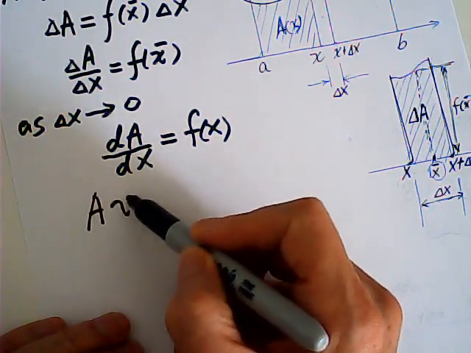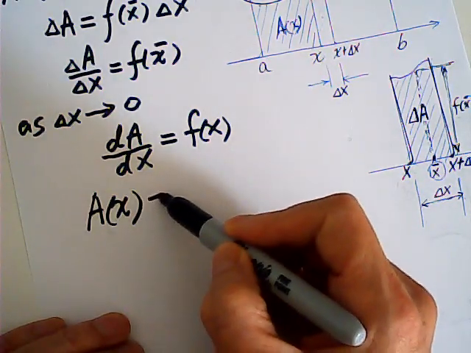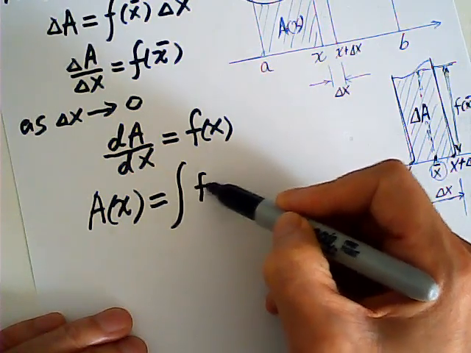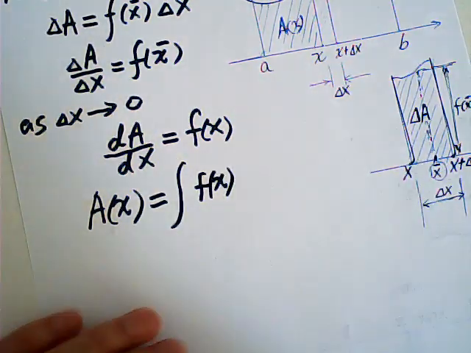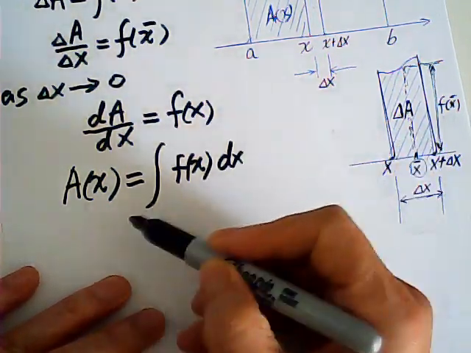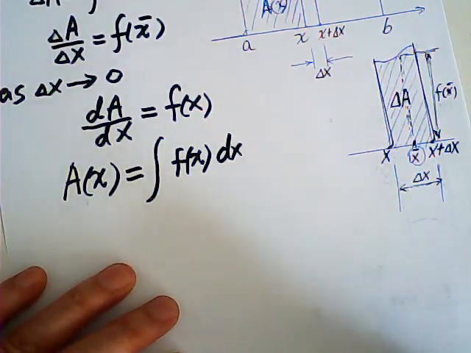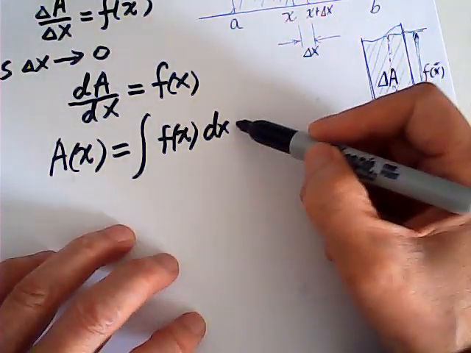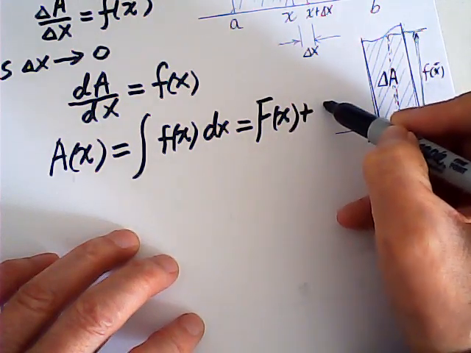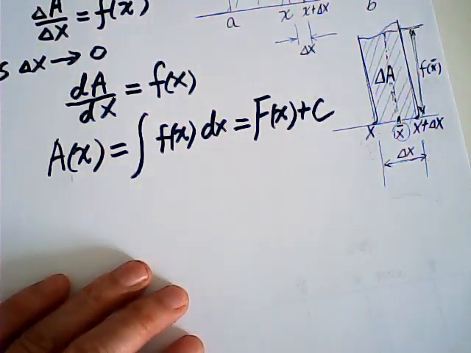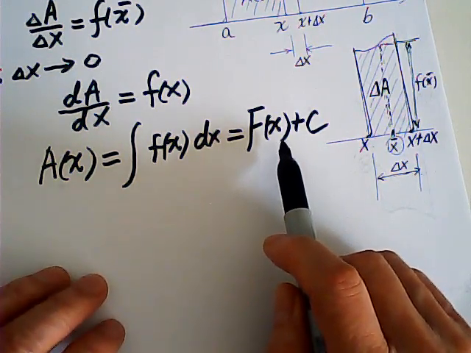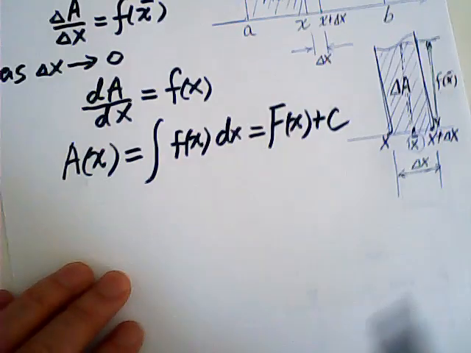Then A of x is the antiderivative of this, right? We're looking for the antiderivative of A. You can see that's the definition of an antiderivative, which is equal to F of x plus c, right? This capital F of x is the antiderivative of a small f of x.